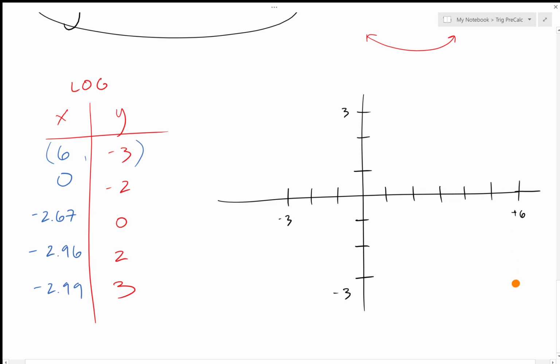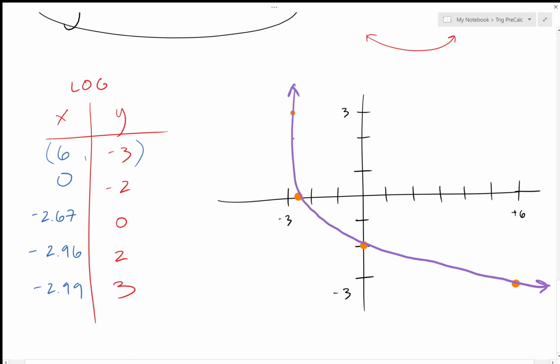Next one is 0, -2, then -2.67, so a little bit bigger than 2.5 by 0, then -2.9 by 2, so it's getting closer and closer to 3, not quite touching it. So we see the curve here. Different than last time, here we've got a log that's now going downwards. Okay, I'll fix that point. Oops, fix the whole thing.